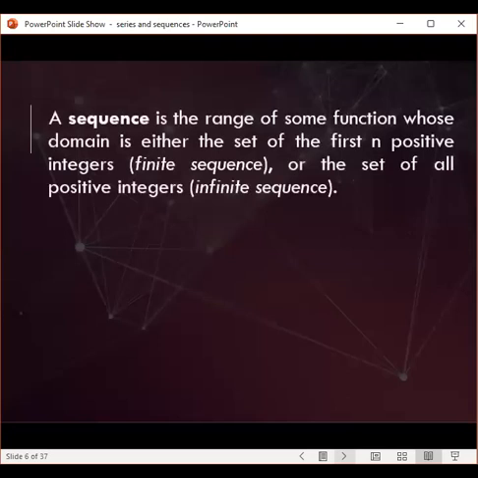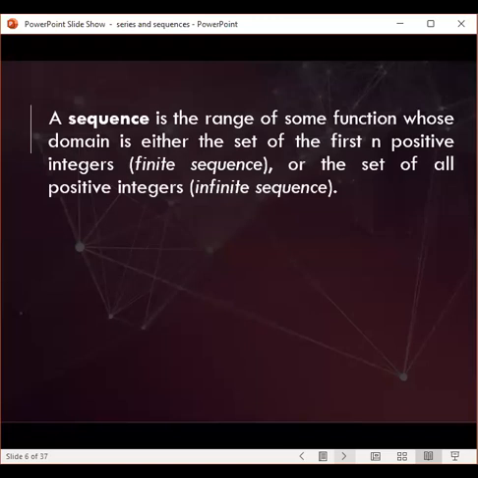Since you are already familiar with finding the terms in the sequence, let's now define the sequence, the proper definition of sequence. A sequence is a range of some function whose domain is either the set of the first n positive integers, that is a finite sequence, or the set of all positive integers, or infinite sequence. So this is a function.